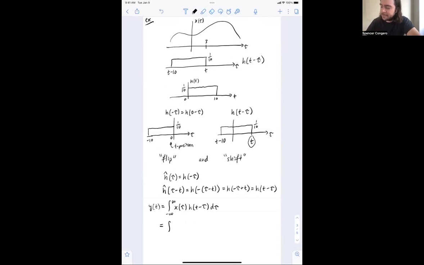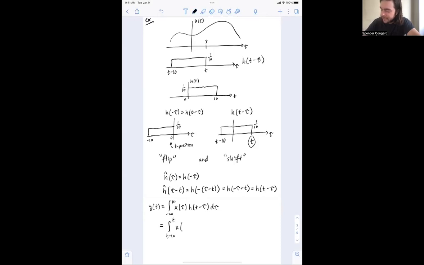Okay, how can I simplify this function? Well, h of t minus tau, it's almost always 0. The only times it's not 0 is between t minus 10 and t. So I might as well just integrate from t minus 10 to t, because otherwise this function's 0.